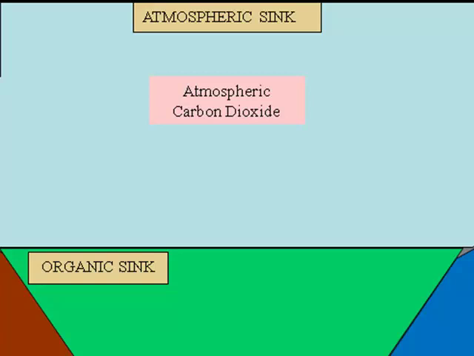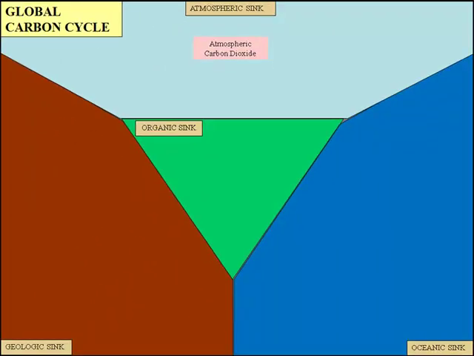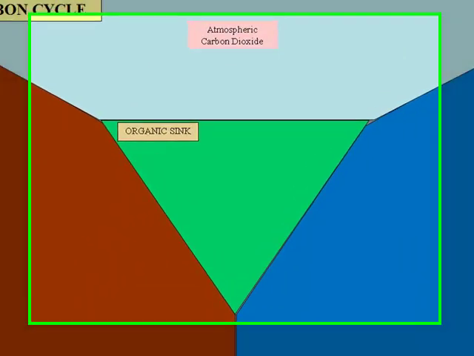Because we rely on the atmosphere to protect us from the sun and for processes such as photosynthesis and respiration, any changes to the carbon levels in this sink can lead to immediate and severe consequences for living things. This leads us to the organic sink.